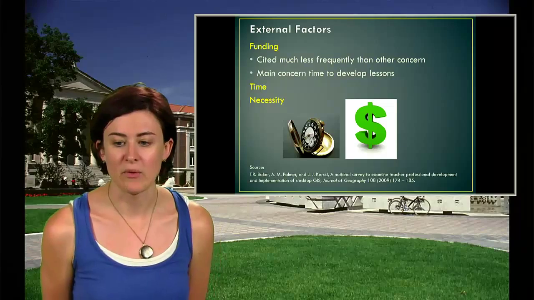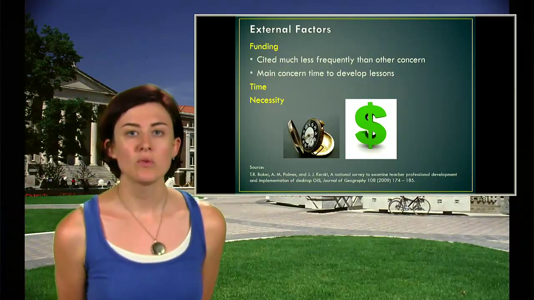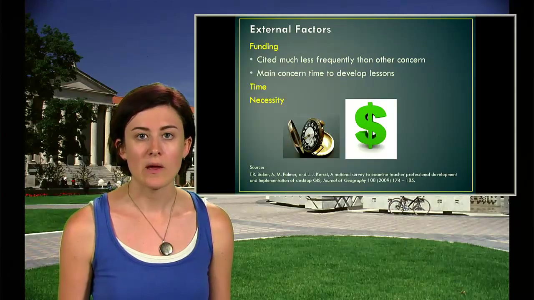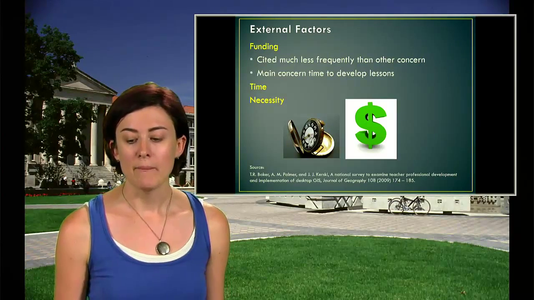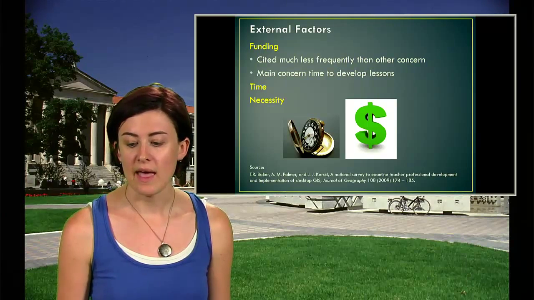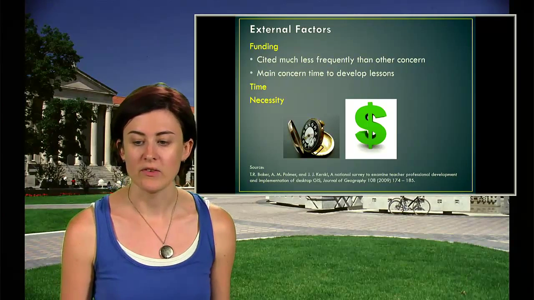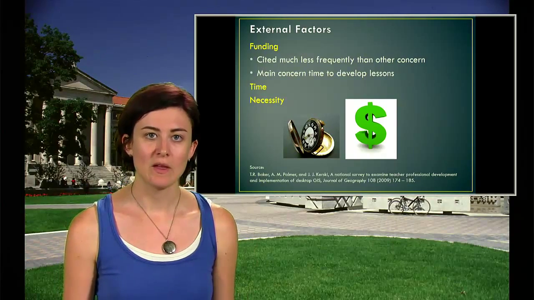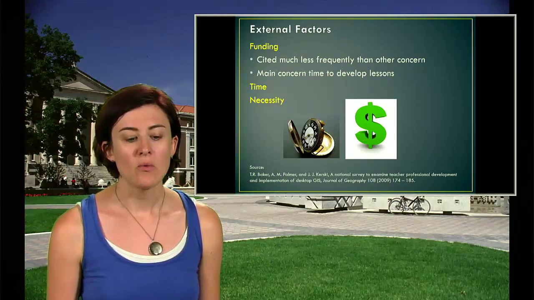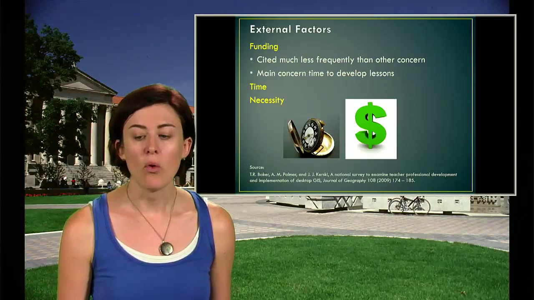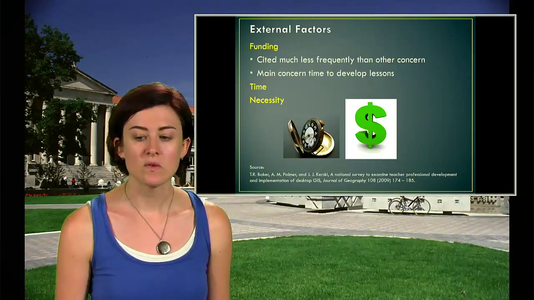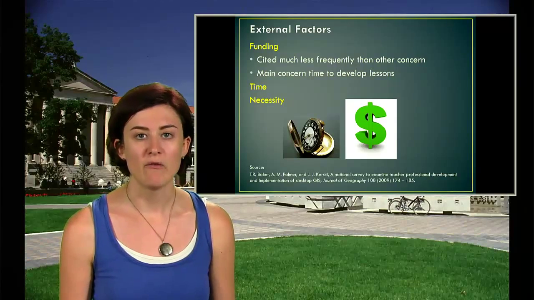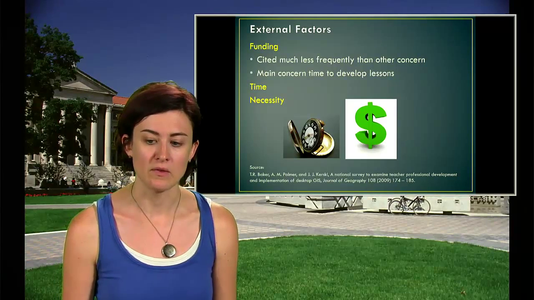For external factors that we have to think about, one of the biggest ones you might think of is funding. So these technologies cost money, and that can be a hurdle in public schools. But a national survey looking at the implementation of geospatial technologies in a classroom environment found that funding was actually cited much less frequently than other concerns. So even though we think that this might be a hurdle, teachers are more worried about other things, and their main concern is taking the time to develop these lessons. So by having the curriculum available, we're already addressing teachers' main concerns.